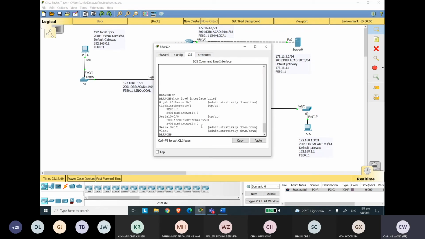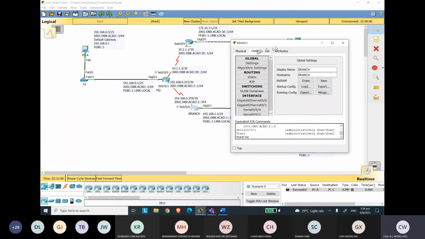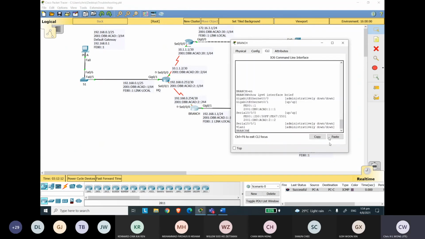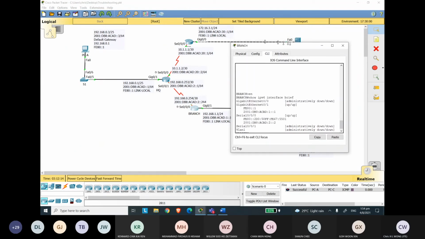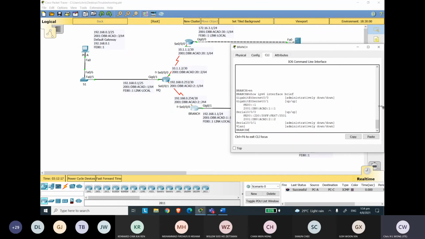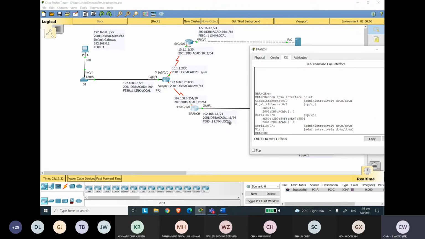I want you to check for me. Every time I do for you, now you do for me. Everybody check, is it correct for the branch router? G0/0, of course, there's nothing, so not assigned. G0/1 is 2001:DB8:ACAD:1::1. Is it correct? Yeah, it's correct. So G0/1 is okay.